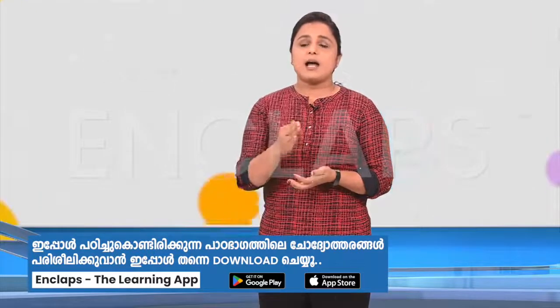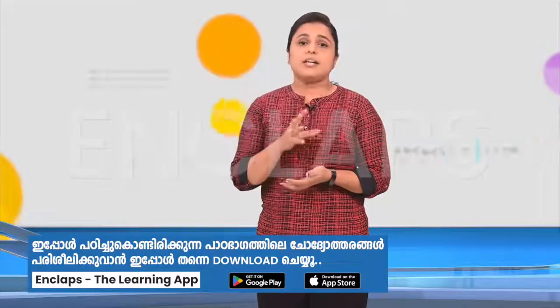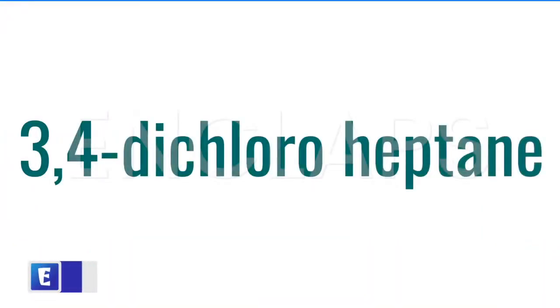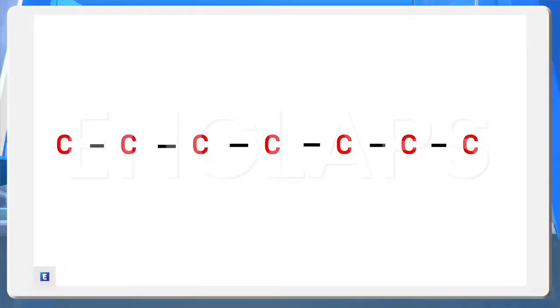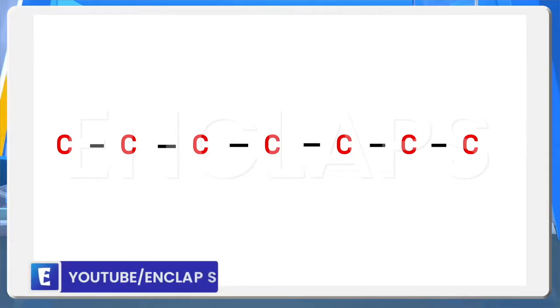Now we know how to give IUPAC names to halo compounds. If the name of a halo compound is given, we can draw the structure of that compound. What is the compound? 3,4-dichloroheptane. What is the word root of the alkane? Hept. So we need a carbon chain having 7 carbon atoms. So here is the carbon chain. Then 2 chloro groups are present in the third and fourth carbon atoms.